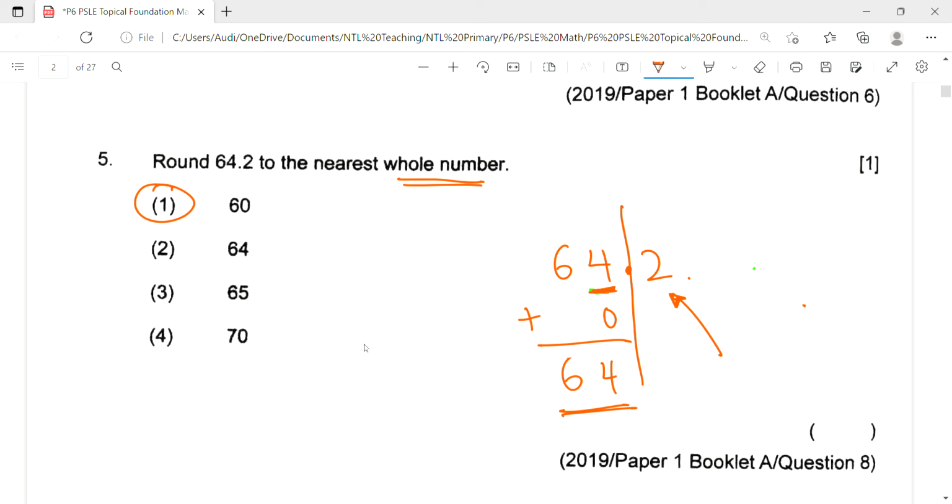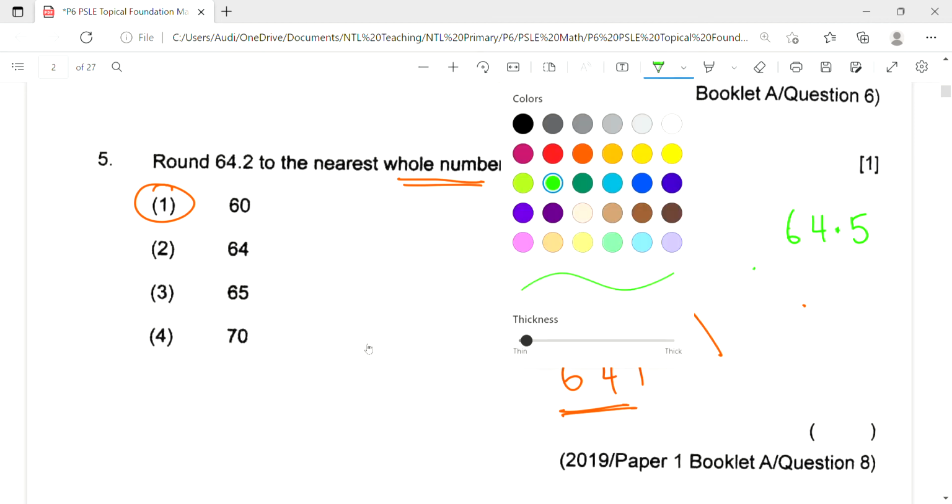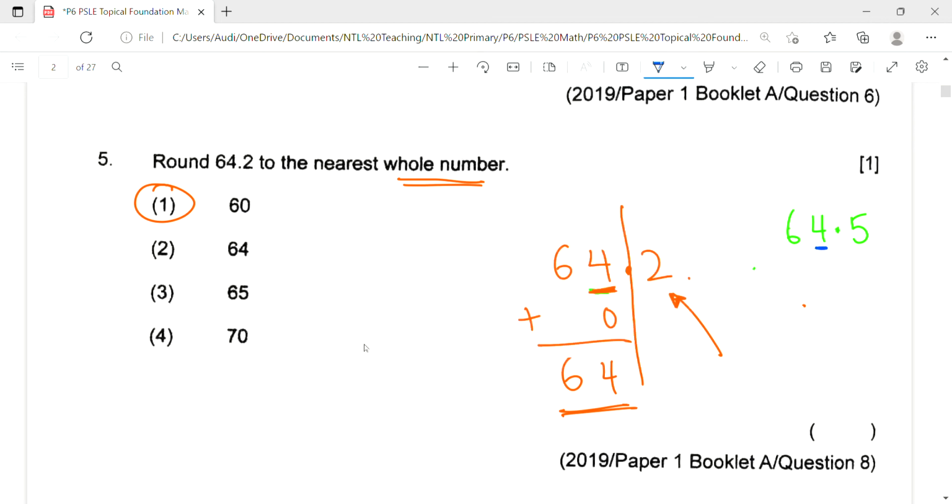If the number is 64.5, and you're rounding it off to the nearest whole number, again, whole number means here, draw a line across, draw an arrow. This number is 5. Whenever it's 5 or more than 5, what do we do? We plus 1. So we get 65. This will be the answer if the number is 64.5.